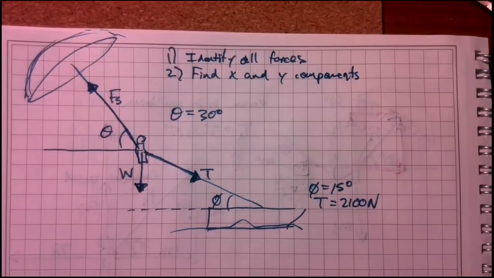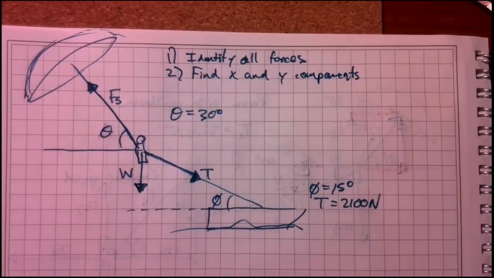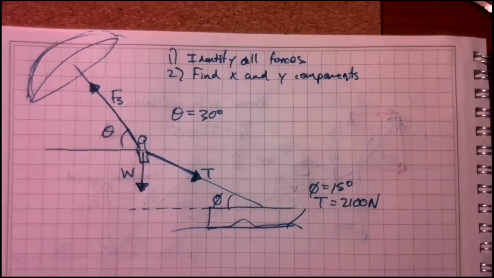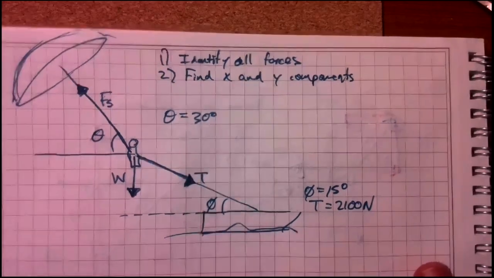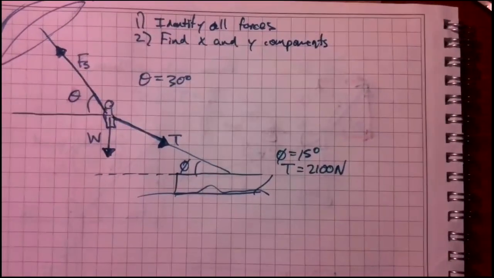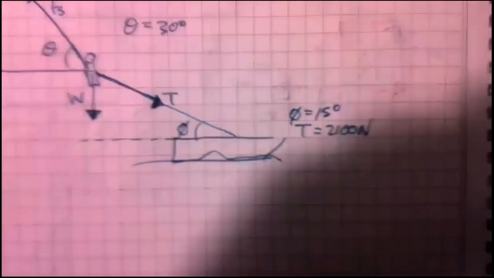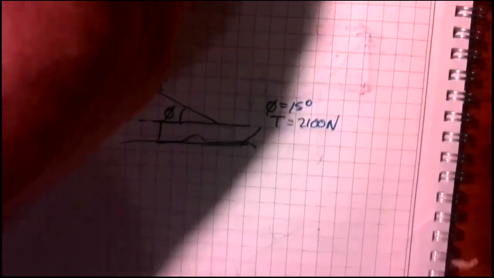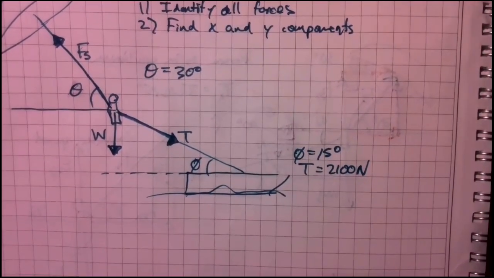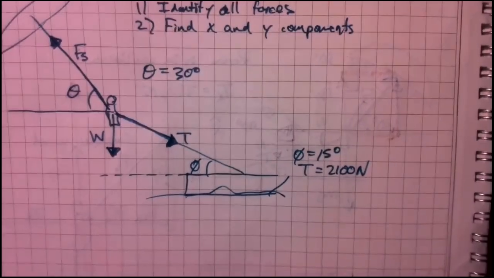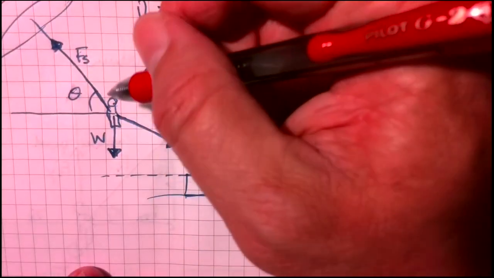Right? Now we need to break it down and say, okay, what's acting on him in the x direction and what's acting on him in the y direction. All right. Well, let's start with the y direction. This sail is keeping him up in the air, right? We've got the force of his weight pulling him down, and the sail is pulling him up.